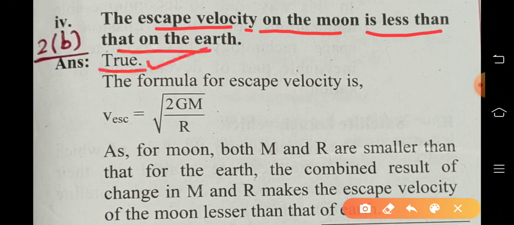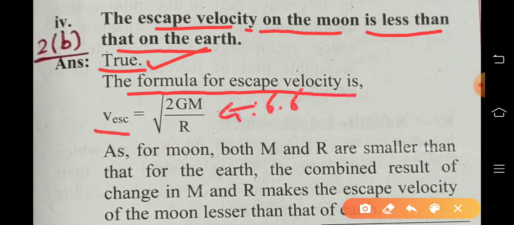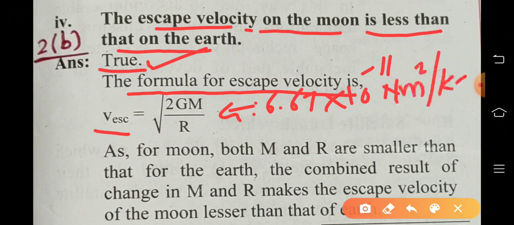Now see the explanation. The formula for escape velocity is V escape is equal to square root of 2GM upon capital R. I think we know the meaning of all these terms. Capital G means the universal gravitational constant. What is the value of this? The value of G is equal to 6.67 into 10 raised to minus 11 Newton meter square per kilogram square.